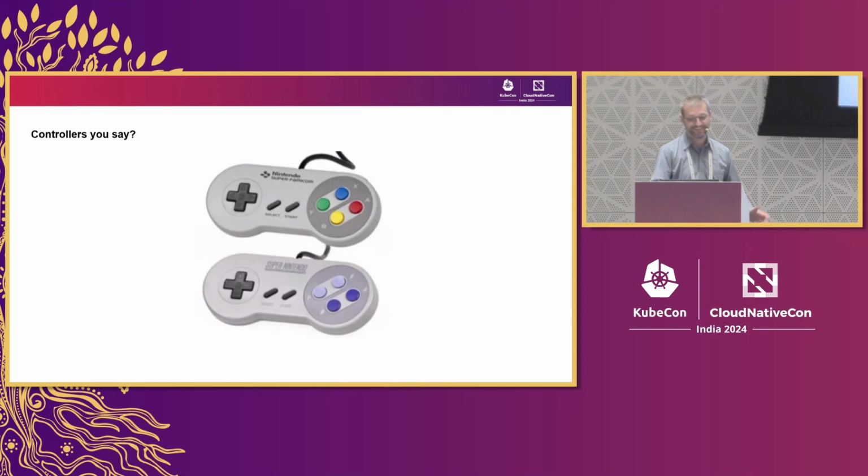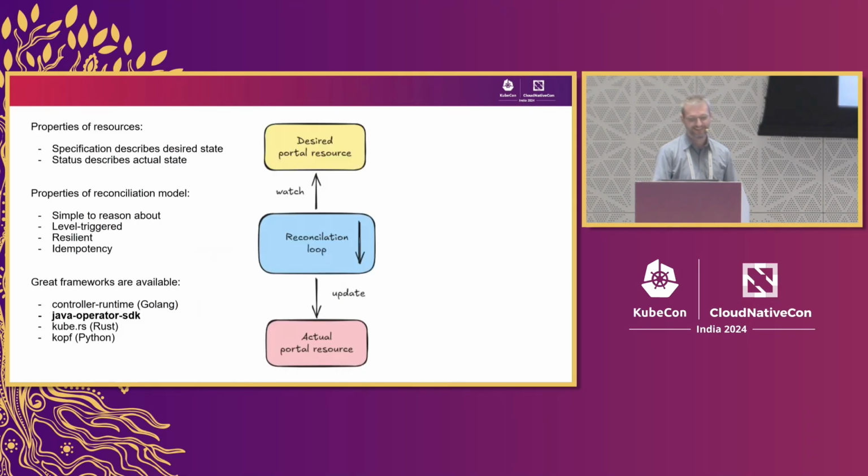Controllers, you say, it's not this type of controllers. But when we looked at them, we thought controllers are what we need. All these controllers have some properties. The main thing is that we have a specification of what the resource should be like, and the status of how it is doing, and that is kept inside the Kubernetes resource. The actual resource inside the portal is the implementation, we can say, of the Kubernetes specification.